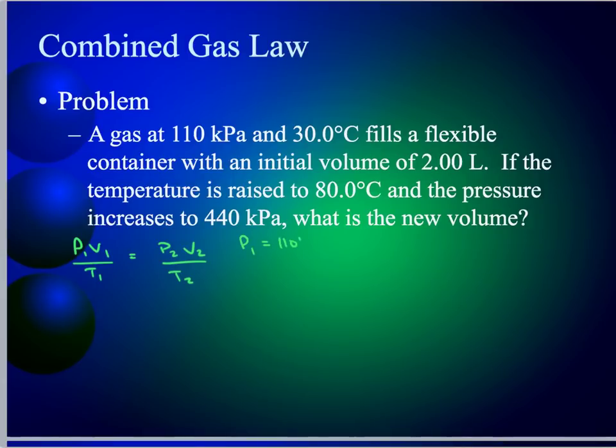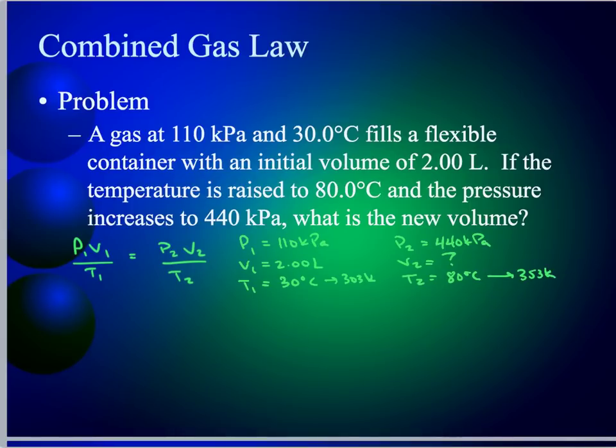My initial pressure is 110 kilopascals. My initial volume, we said, is 2.00 liters. And my T1 cannot be in degrees Celsius. It's got to be in Kelvin, so 30 degrees Celsius has become 303 Kelvin. My P2 is 440 kilopascals. My V2, well, that's what I'm solving for. And T2 is 80 degrees Celsius, but that's got to be in Kelvin, so 353 Kelvin.